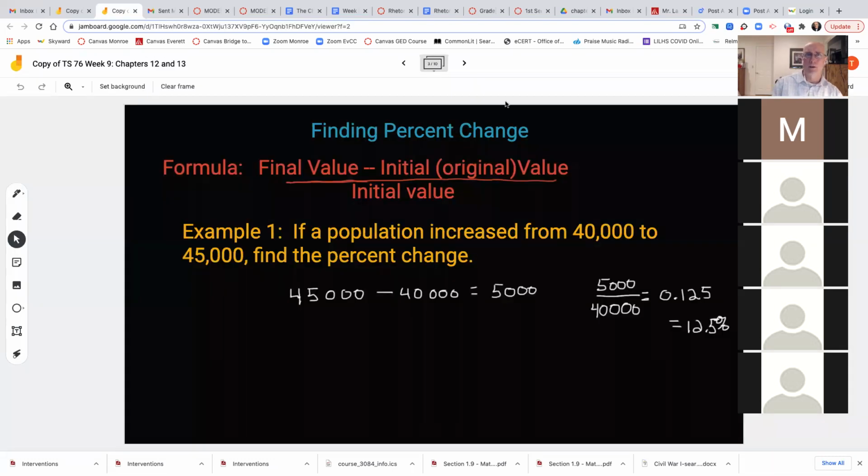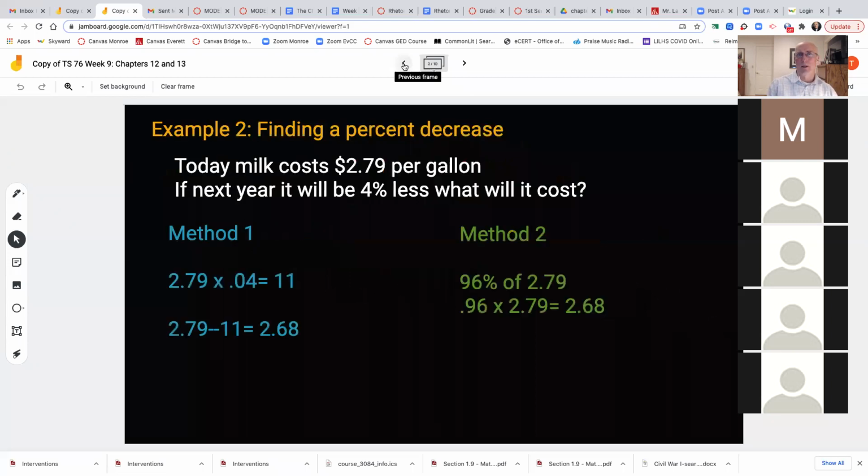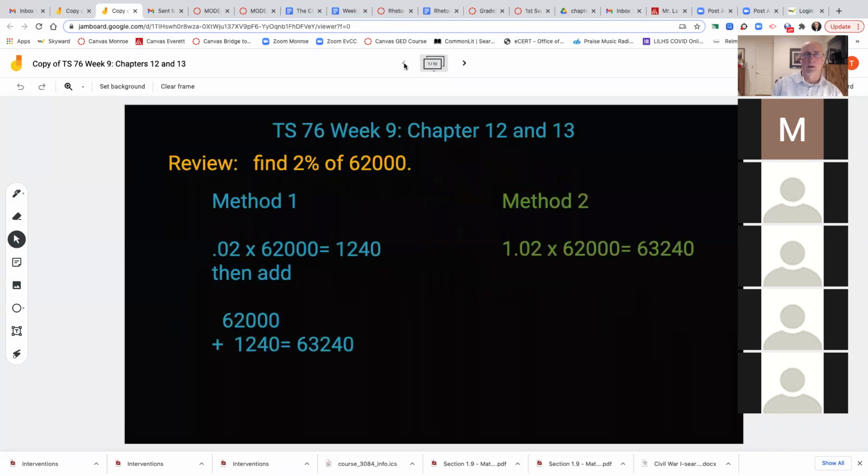Yes, I am sharing my screen here. So let me talk about some things. First of all, I'll give you a minute to copy down what you see on the screen here. It's a review. This is a slide that's a review about percentages. Okay, let's talk about what we're looking at here on the screen. This is a review slide.